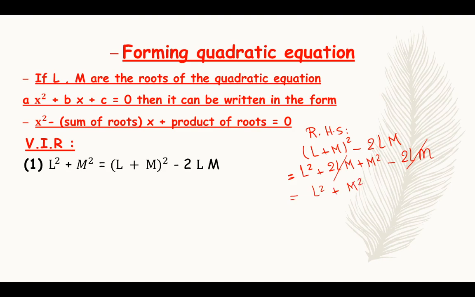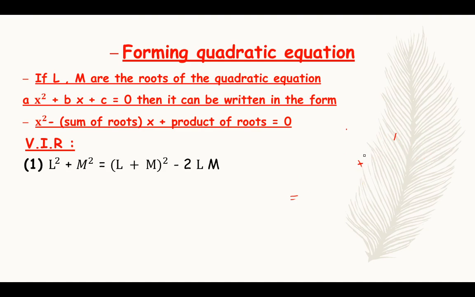So you can see that L power 2 plus M power of 2 equals L plus M for all power of 2 minus 2LM. And we change it from L power of 2 plus M power of 2 to L plus M for all power of 2, which is the sum of the two roots. We know that if we have a quadratic equation whose roots are L and M, then the sum of the two roots will be L plus M and the product of the two roots will be LM. Okay? And you can explain the following rules by the same way. Okay?